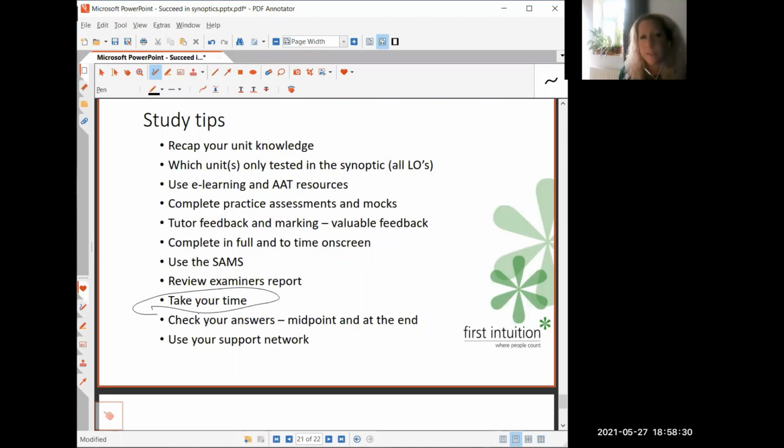Also, allow yourself a little bit of time at the end to review what you've written. Does it make sense? Have I answered all parts? Take the time to read back through your answer.